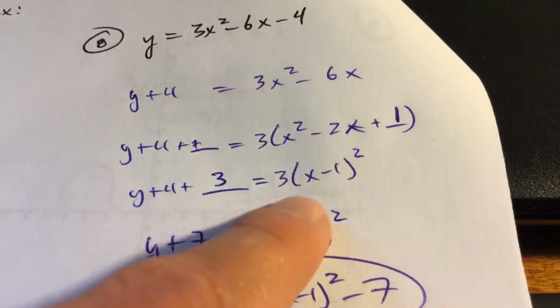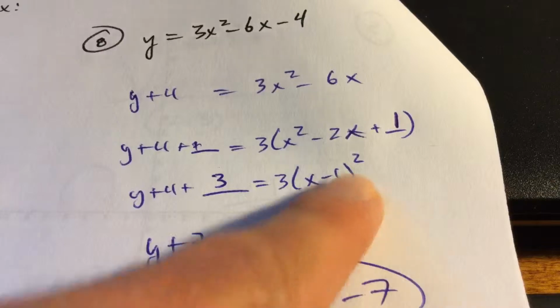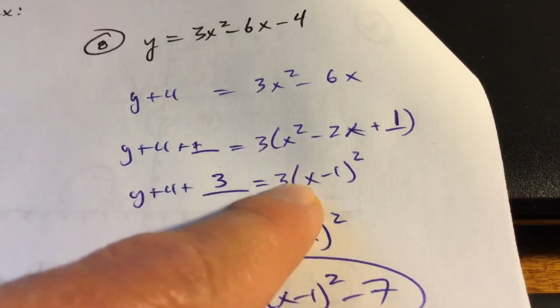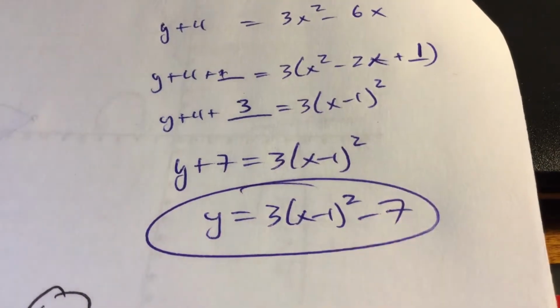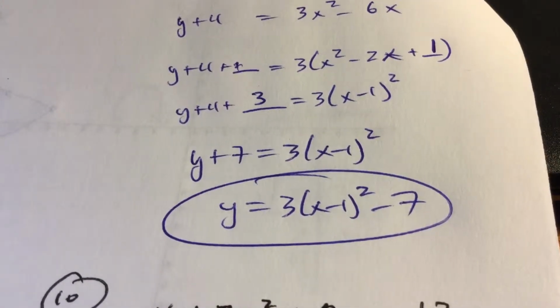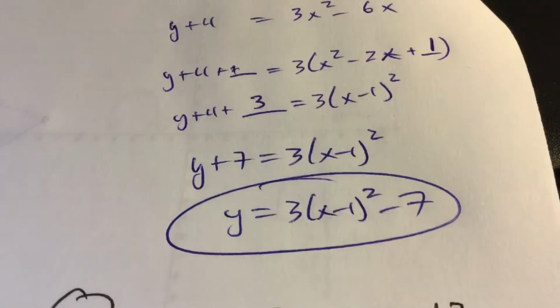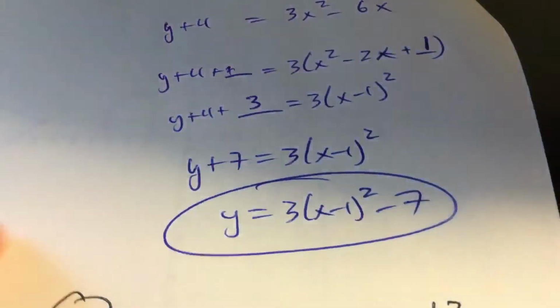This will factor to be x minus 1 twice. That's why it's x minus 1 squared. The 3 is on the outside. This is y plus 7. Y's got to be all by itself, so I move the 7 over. Now it's written in vertex form. Oh, and identify the vertex, which I forgot to do. The vertex is 1, negative 7.